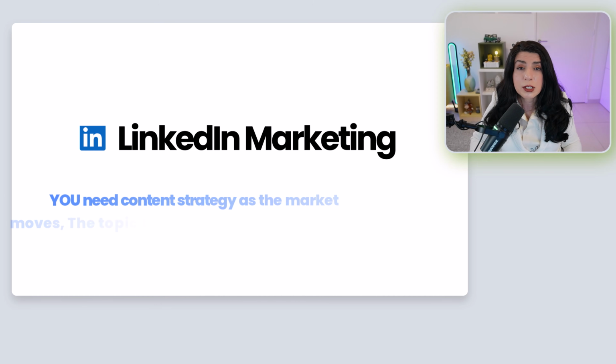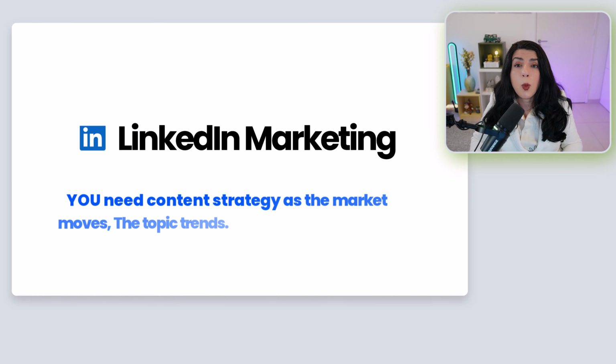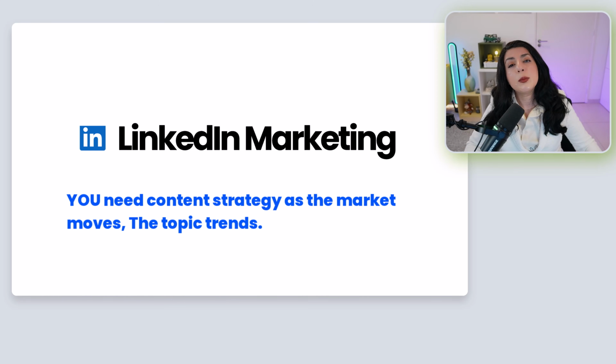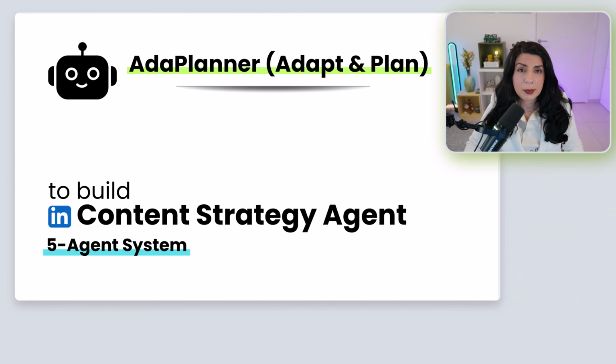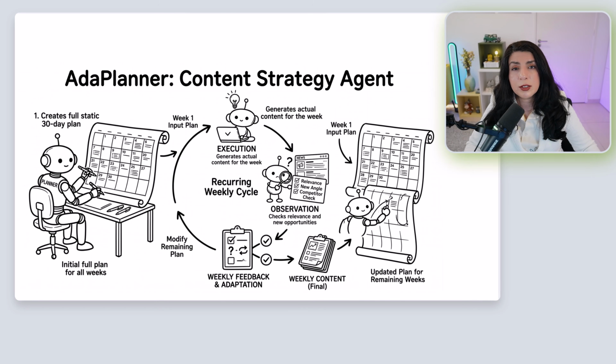This is called content strategy, and it's not a one-time decision. The market moves, the topics trend. What resonated last week might be irrelevant today. So I use AdaPlanner, Adaptive Planner, a 5-agent system for my content strategy. It's not a static content calendar, it's an adaptive one.